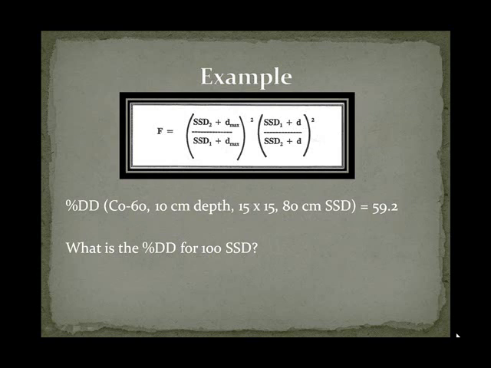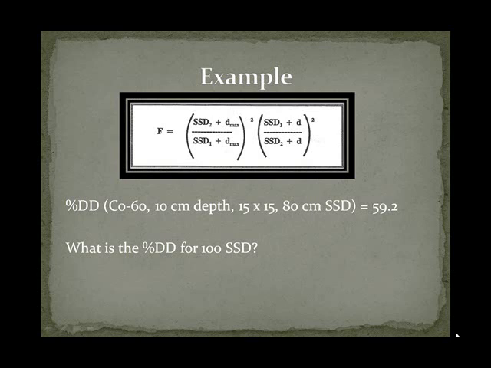Here's an example using our formula again. Take a cobalt machine, 10 cm depth, 80 cm SSD. Your percent depth dose is 59.2. What is the percent depth dose for 100 SSD? They're going to assume that you know the Dmax for cobalt machine is 0.5. It's always 0.5. It's a given, so they're probably not going to give that to you. Assume that you know that.